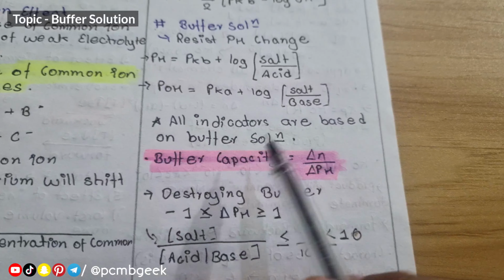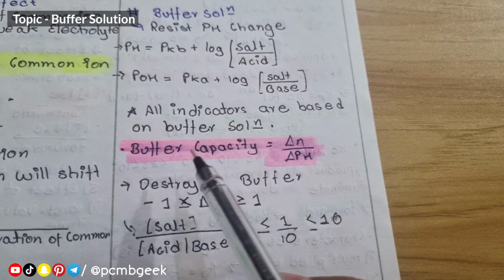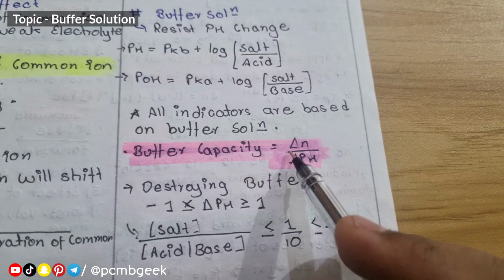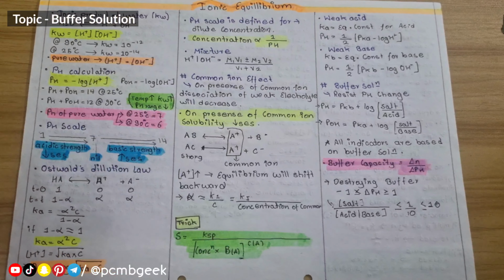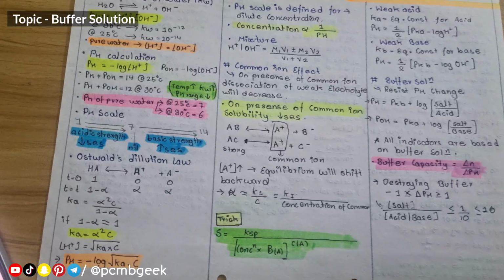Now, all the indicators are based upon buffer solution. Buffer capacity is given by change in number of moles divided by change in pH. This is all from the ionic equilibrium. We will discuss acid-base theory.